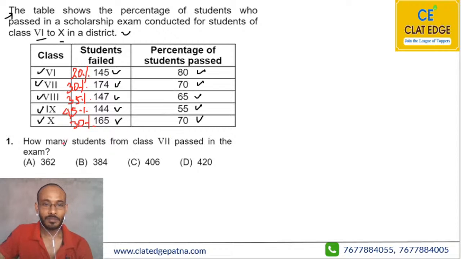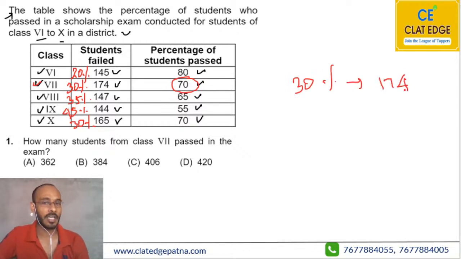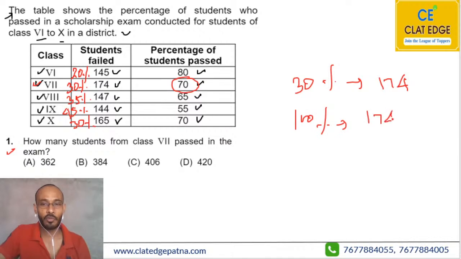The question asks how many students from class 7 passed the exam. So this is class 7. In class 7, 70% of the students passed and 30% failed. The value of 30% is given, which is 174. What will be its 100%? Can you quickly tell me in the answer which option is correct? We need to calculate the 100%. One way is 174 divided by 30, into 100. This is one way.